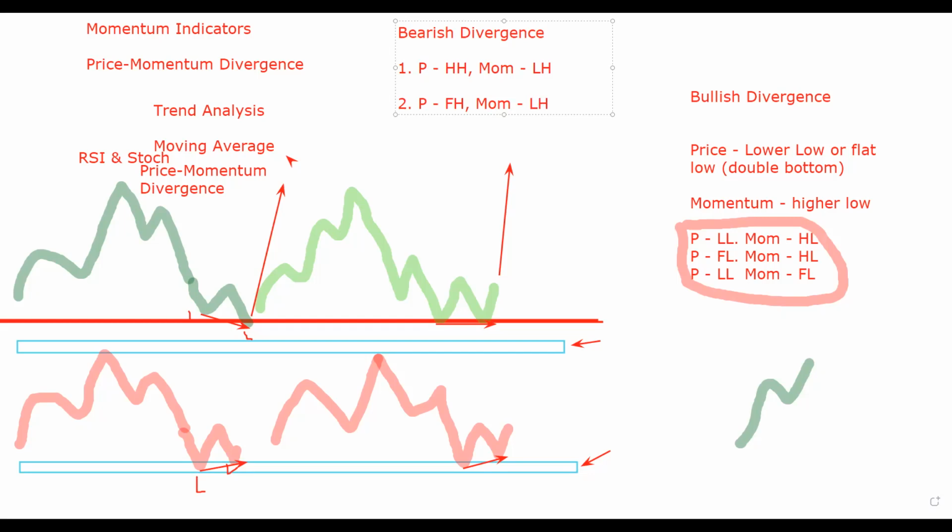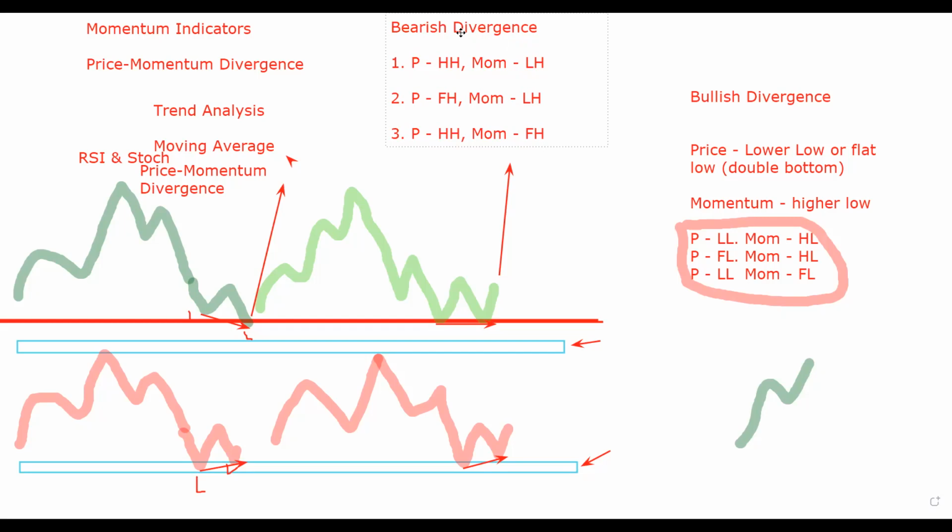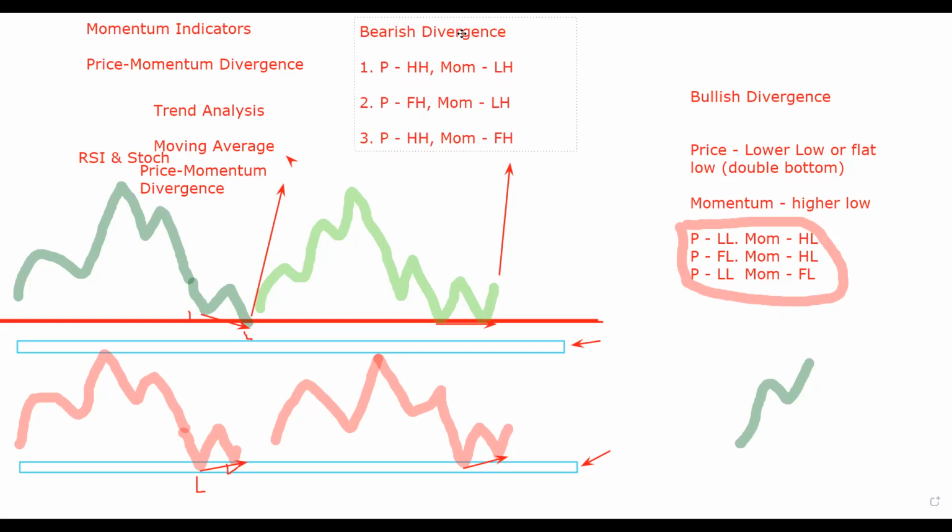Or you could have price making a higher high and then momentum making what? A flat high. So those are the different varieties. But what you're just going to notice is that at the top, the two of them are not swinging the same. Okay, there's a divergence in the way they behave at the very top. Right. So I hope that you'll be able to apply this on your own.